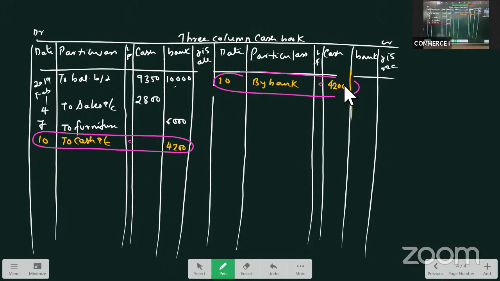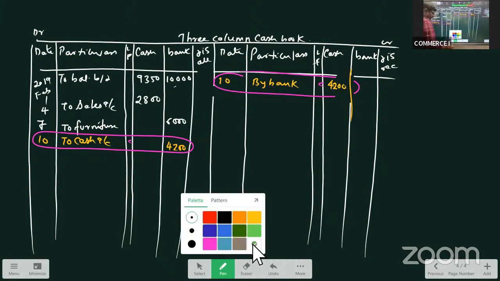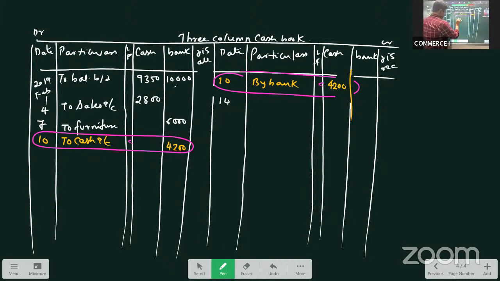Next is cash withdrawn from bank for personal use. I repeat, is it a contra entry? Answer is no. What does it amount to? It amounts to drawings. Whenever anything is drawn for personal use, always remember, debit drawings account. And since the drawing is made from bank, we credit bank account.